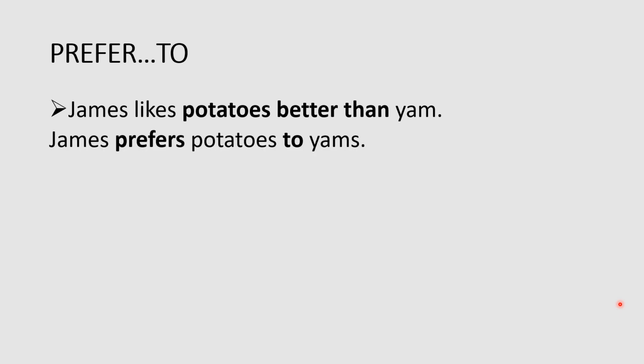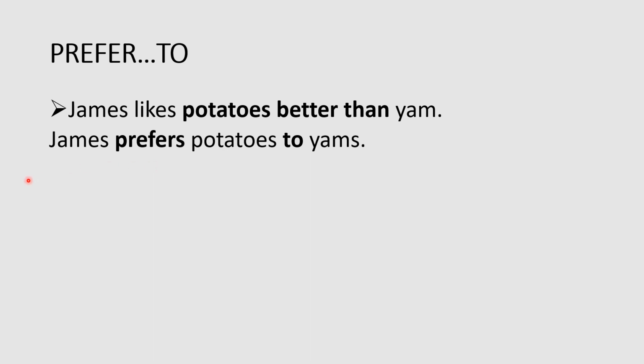The first one we have is: James likes potatoes better than yam. So can you transform this such that you use the word prefer? Let me first show you how it's going to be, then I show you how to transform the words. It's going to be: James prefers potatoes to yams. So likes becomes prefers, better than becomes to. This is how to transform.